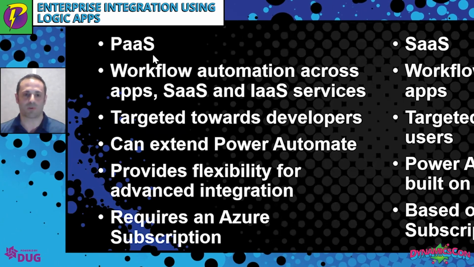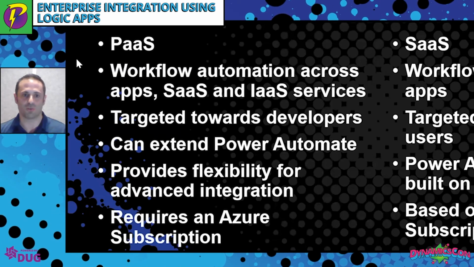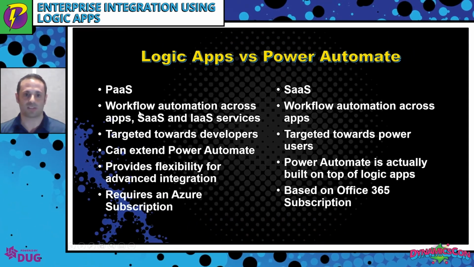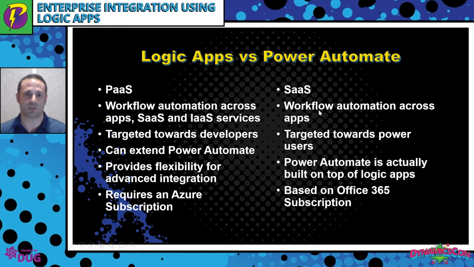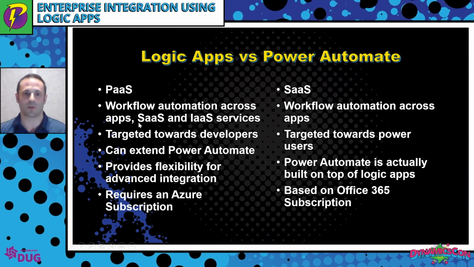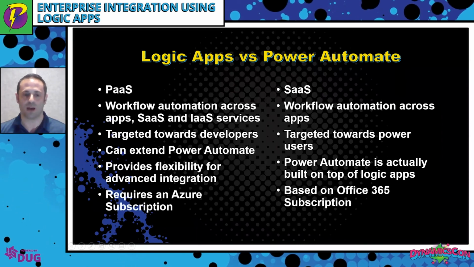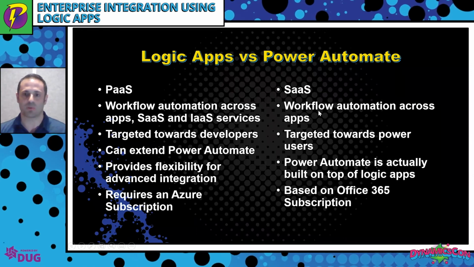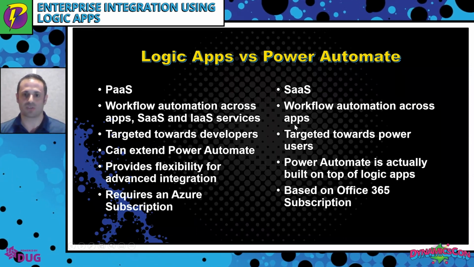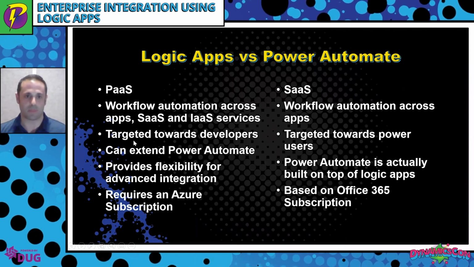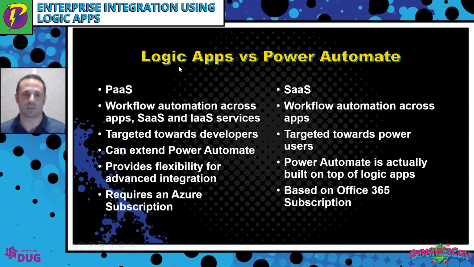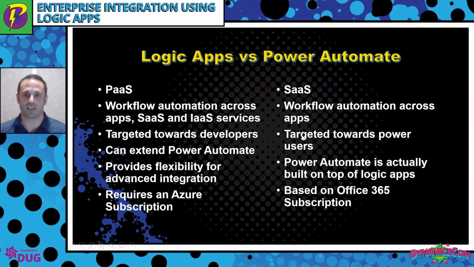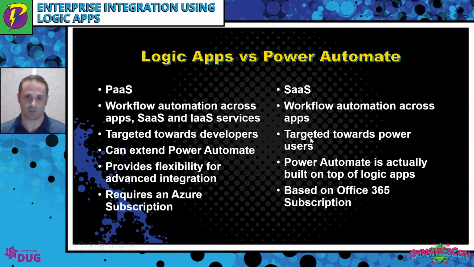Because it's offered as platform as a service, you have the power to use the full Azure stack to build your solutions. So while both products facilitate workflow automation across apps, Logic Apps are really meant to let you talk to applications outside of your organization, whereas Power Automate is really meant to help you automate workflows across your applications within your enterprise. Now, once we get into Logic Apps, we will see that it's targeted a little bit more towards the developer, whereas Power Automate is targeted towards a power user.